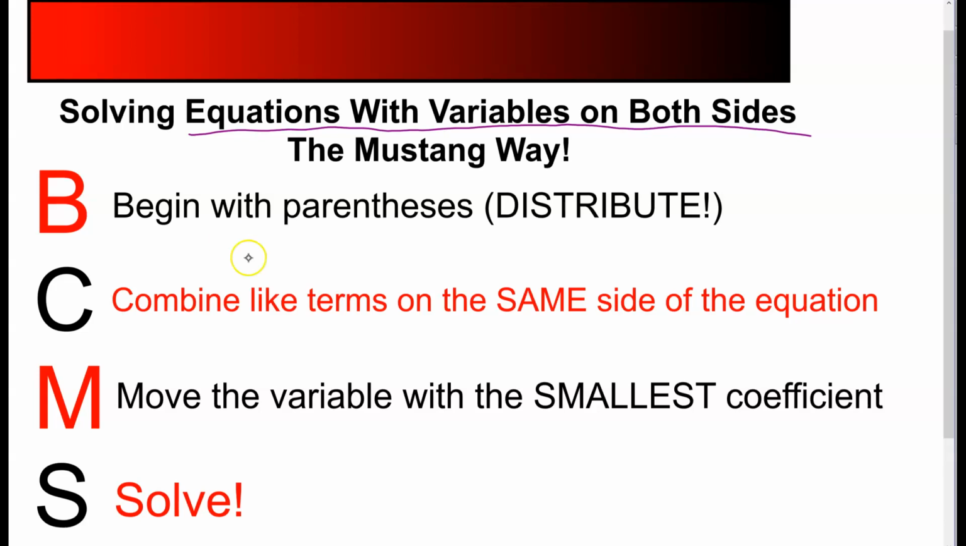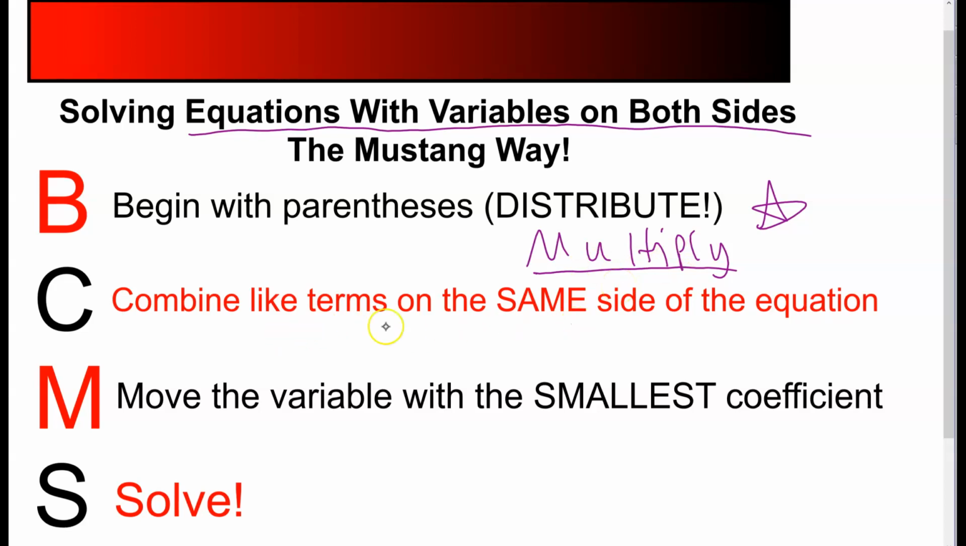We've got BCMS, right? So the first thing we're going to do is begin with parentheses, and we're going to distribute. So remember, that means we are multiplying, right? That is our operation. We multiply whatever's on the outside of the parentheses by everything on the inside. So if we see parentheses, these are our steps, right? We're going to go in order. If we see parentheses, we're going to begin with that. We're going to distribute. We're going to multiply those values, okay?